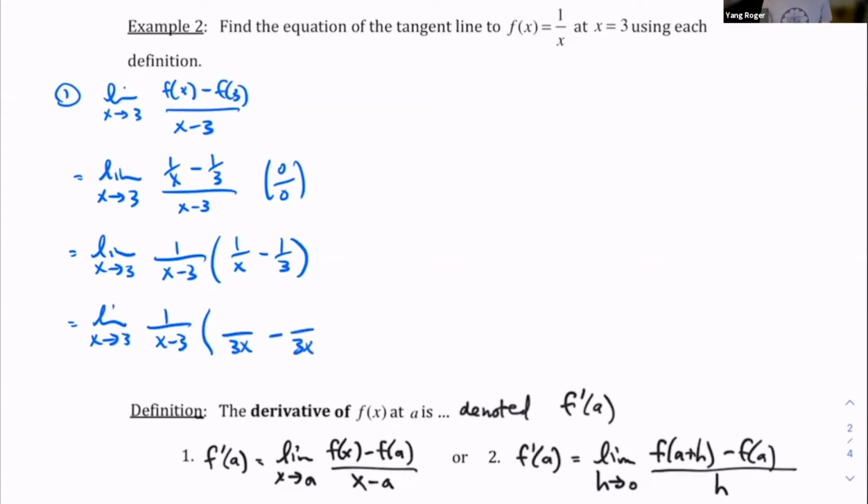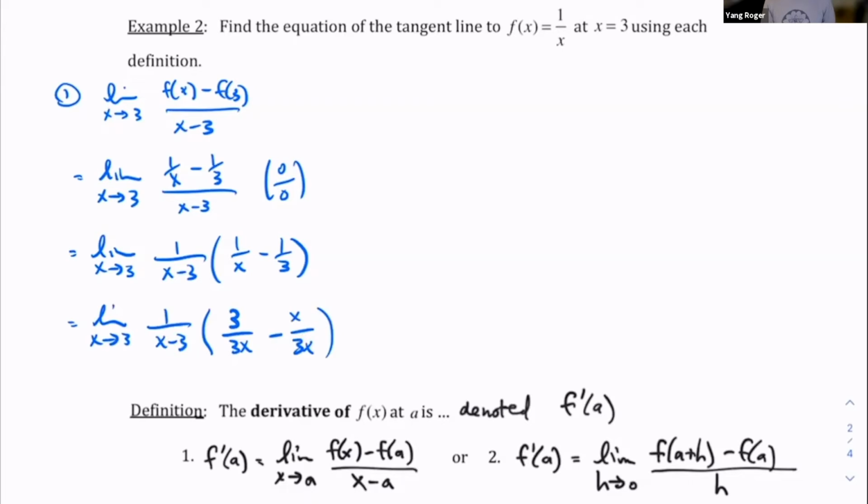Okay. And what do I need to do to this first fraction to get 3x on the bottom? I need to multiply top and bottom by 3. So I need a 3 here. What do I need to multiply this guy by to get 3x on the bottom? I need to multiply top and bottom by x. So I got an x here. Makes sense?